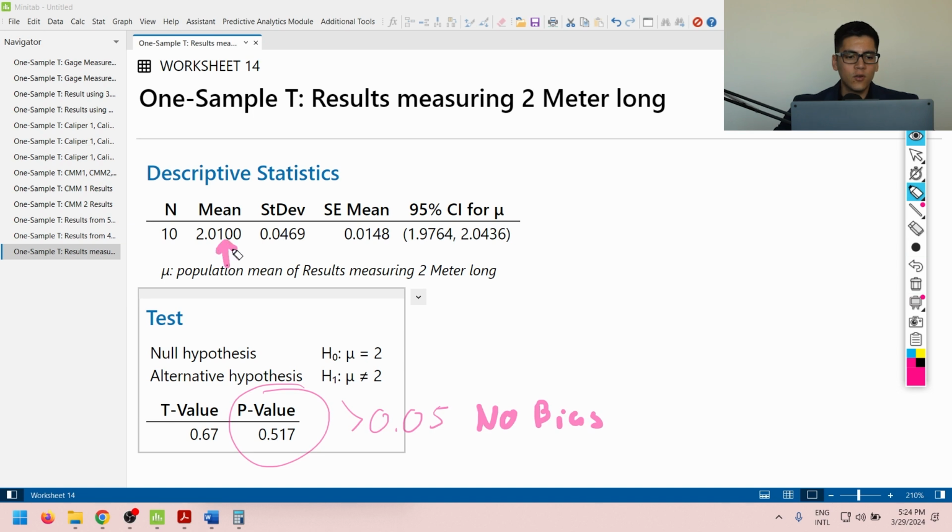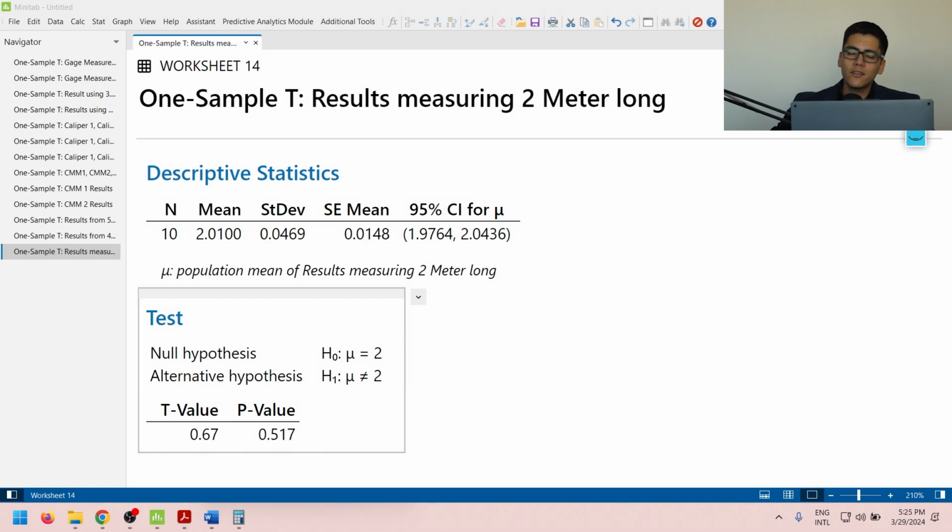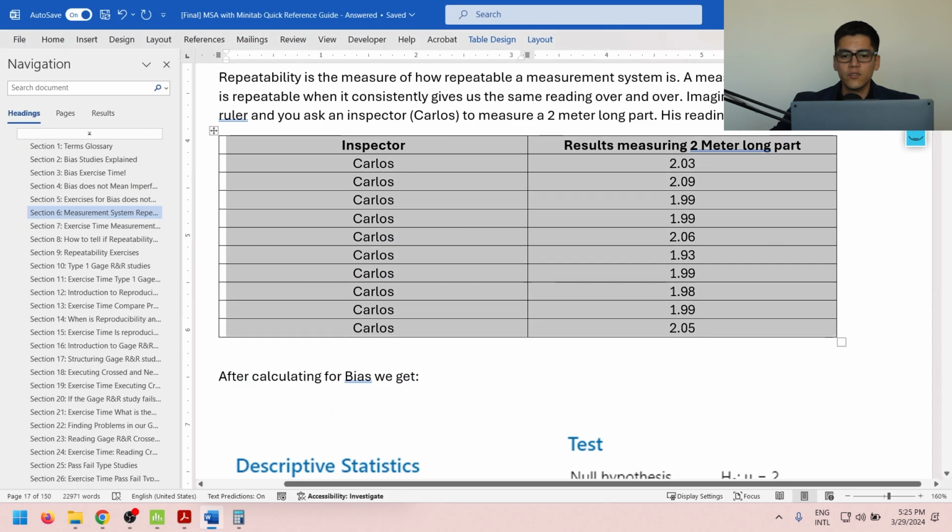I can also see that the overall mean is 2.01. Okay, and the confidence interval contains the value of 2 between itself. All of this should be familiar to you guys. If the topics that I'm discussing are not familiar, please review the previous sections where we discuss bias in length. Now, after confirming that the system is not biased, we must still determine how consistent Carlos is when measuring.